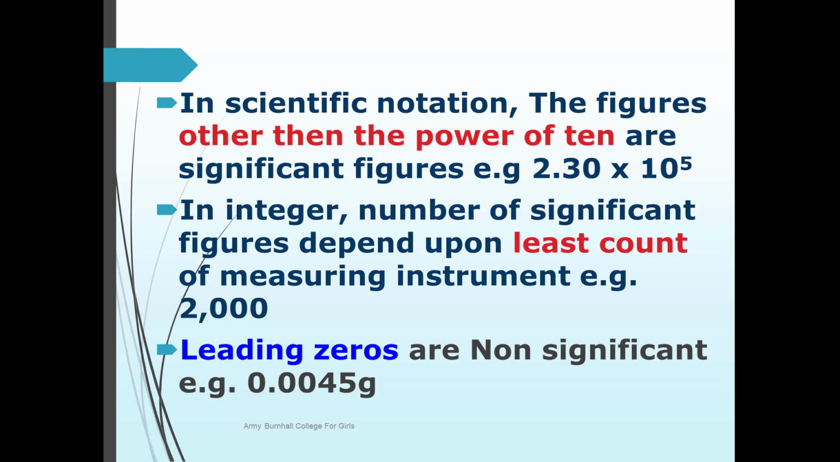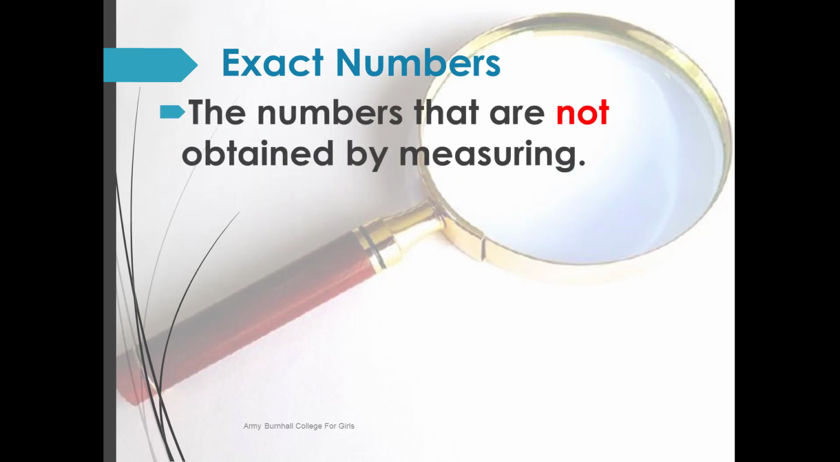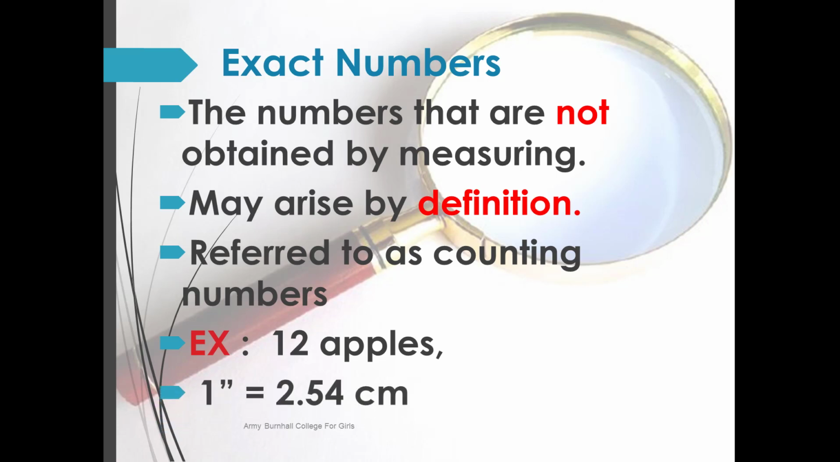These were the rules for finding significant figures, and if we have to find the significant figures in exact numbers, keep in mind that rules of significant figures do not apply to exact numbers. What are exact numbers? The numbers that are not obtained by measuring, meaning they come directly from some definition, or they are referred to as counting numbers. For example, if we are counting something, like 12 apples, rules of significant figures will not apply on this counting. Or 1 inch is equal to 2.54 centimeter, that is an exact number. So rules of significant figures will not apply on these exact numbers.